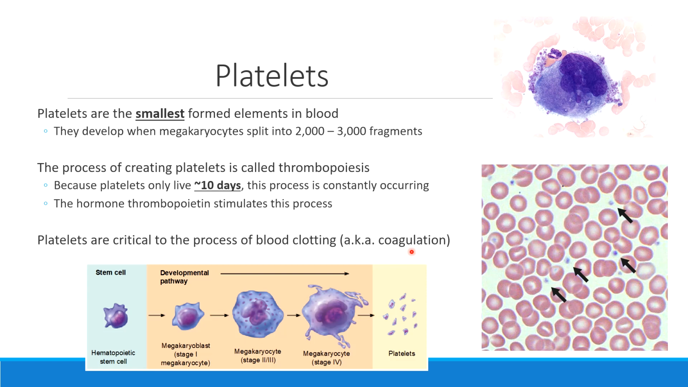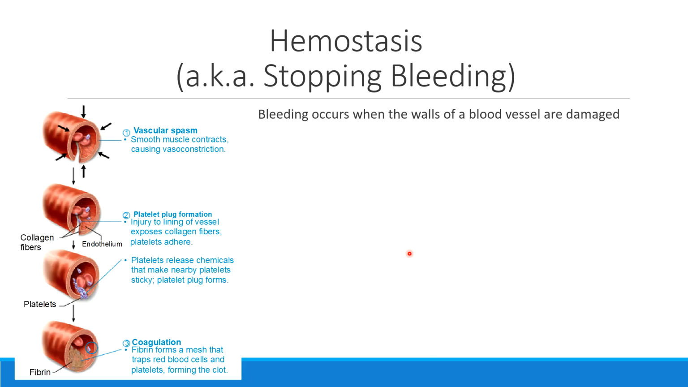But we're going to switch gears a little bit now and talk about all of the different ways that your body responds when we have bleeding. Coagulation is one of them, but there are a couple of things it does before that. So the process of stopping bleeding as a group is called hemostasis.